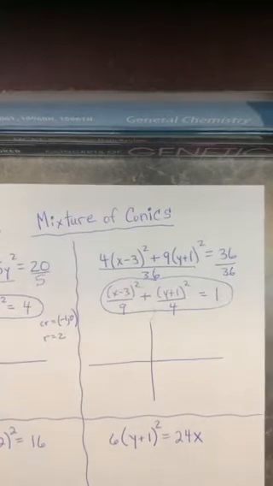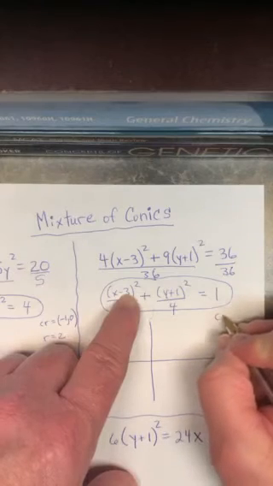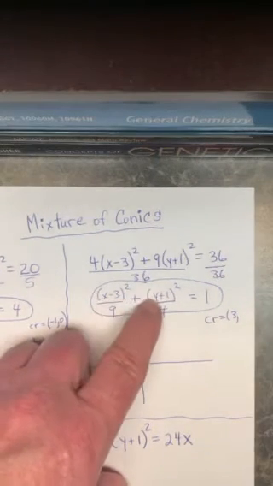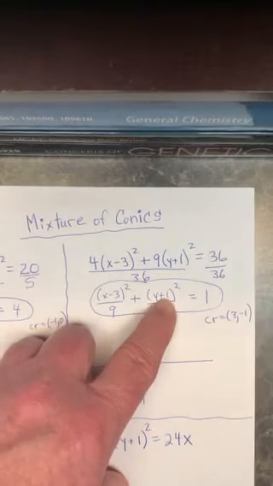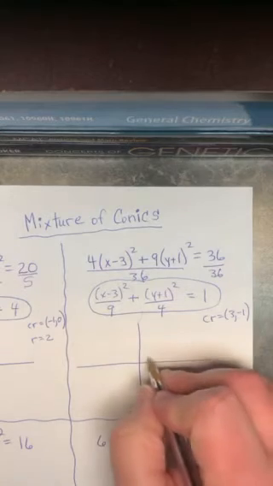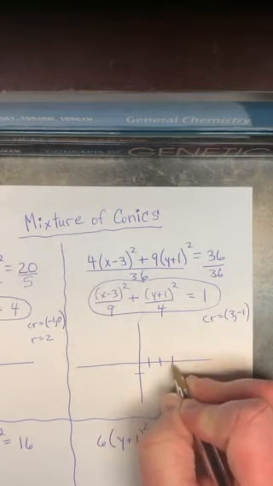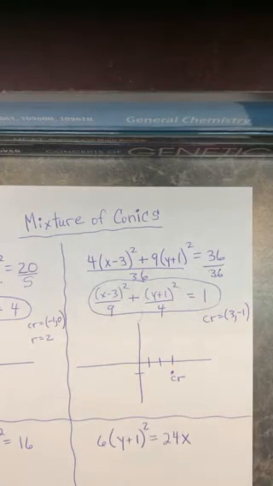Where's the center at? Well, what's the opposite of x minus 3? That would be what? 3, agreed? And then since it says y plus 1, the opposite of plus 1 is minus 1. So I'm actually going to go right 3, down 1. There's the center of my ellipse.